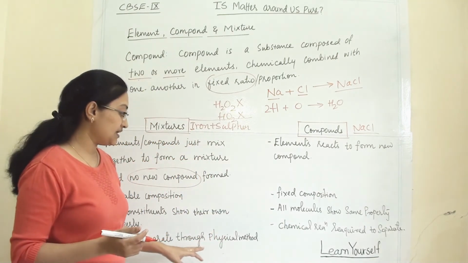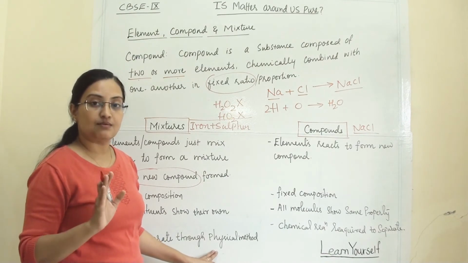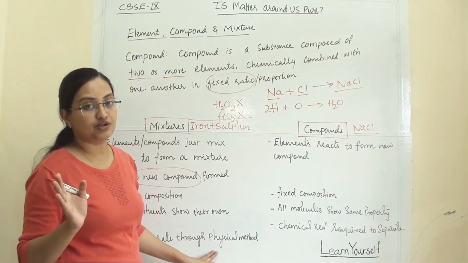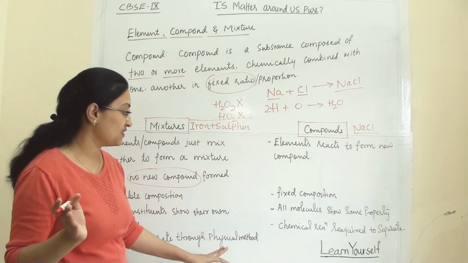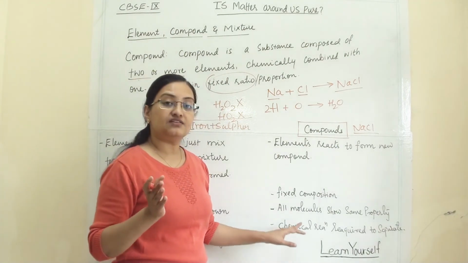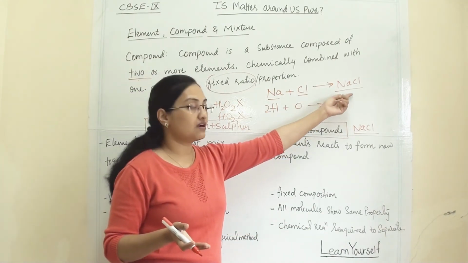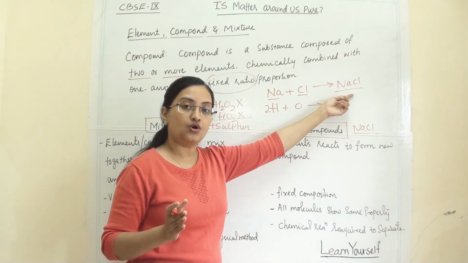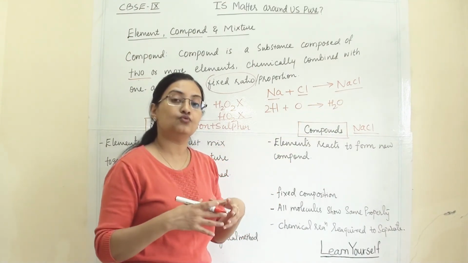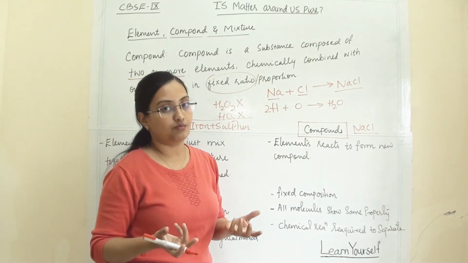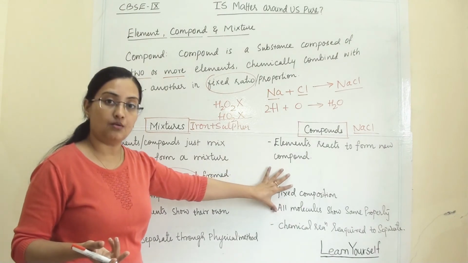Here you can separate this mixture through a physical method. Any mixture can be separated through a physical method because they are physically mixed. They have not undergone any chemical change. Whereas here a chemical reaction is a must to separate them. Whenever they are combined with a chemical bond, you have to perform a chemical reaction if you want to separate them, if you want to decompose that compound. So this is the basic difference between mixture and compound.